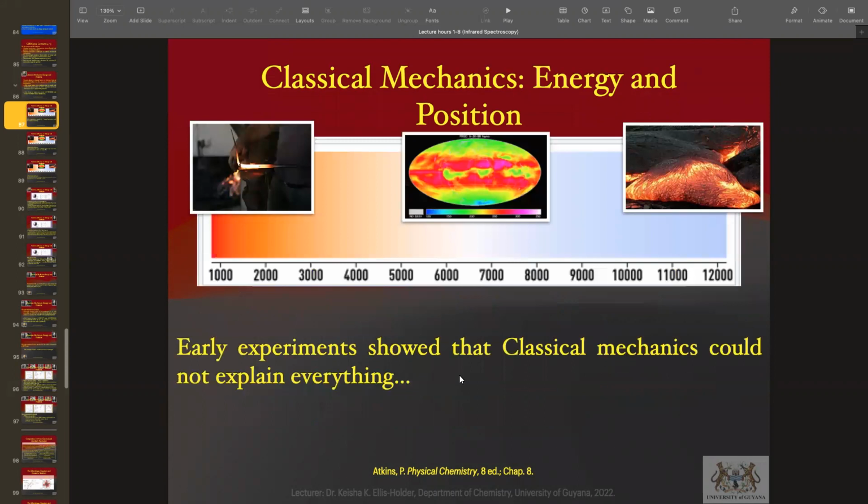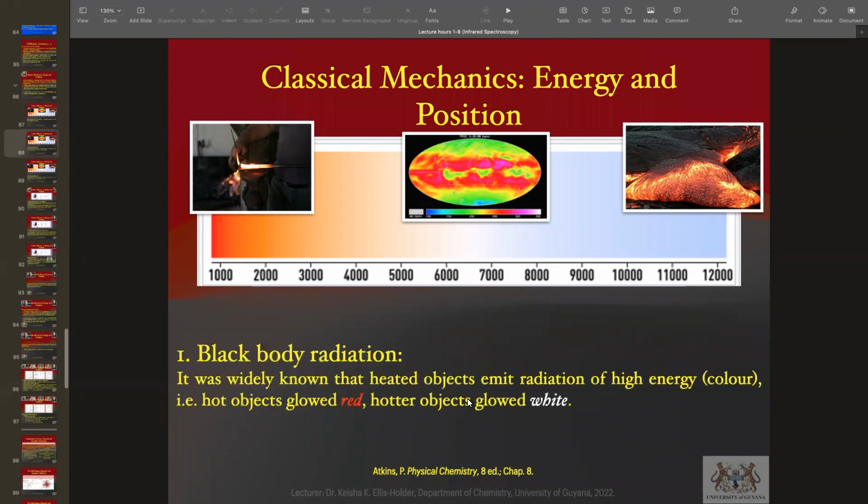So some early experiments were done that showed classical mechanics could not explain everything. Among these, one of the early experiments was centered around the concept known as black body radiation.